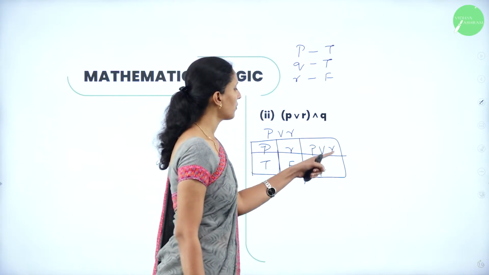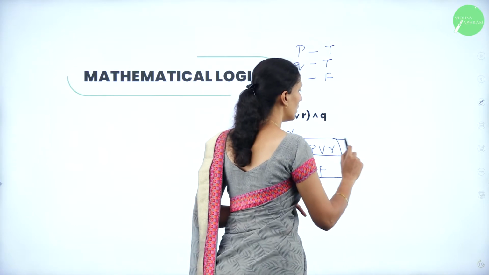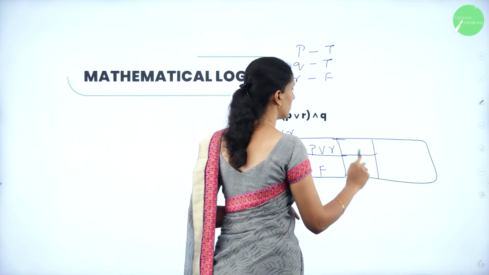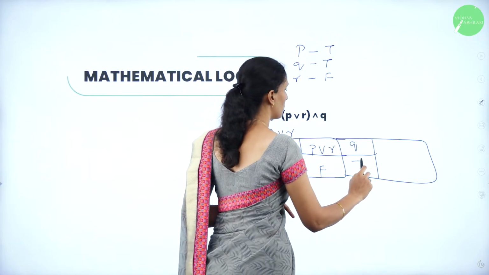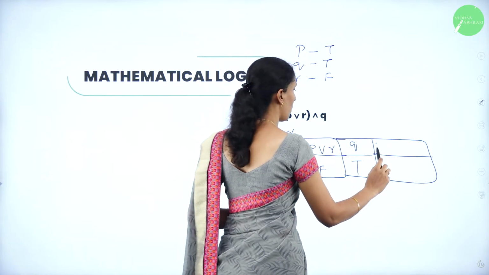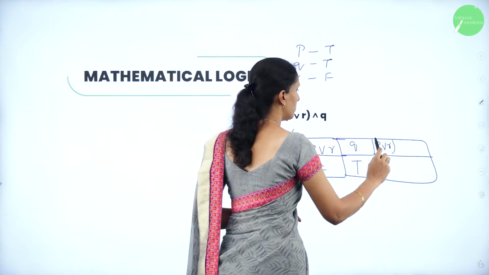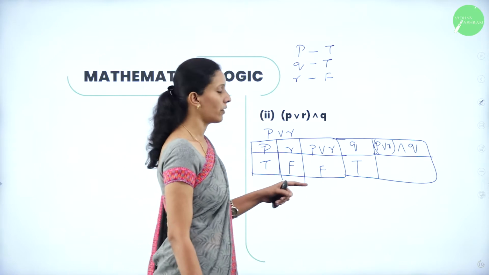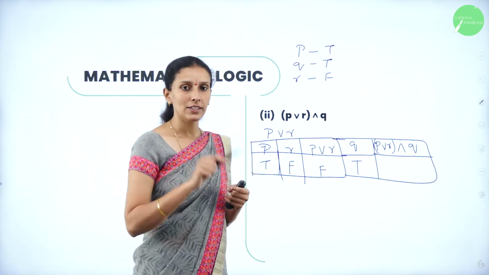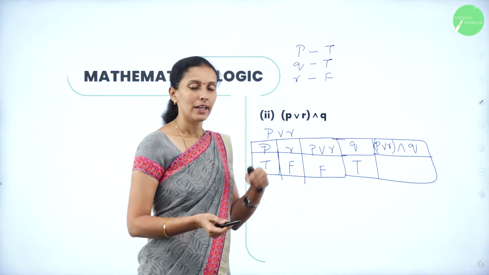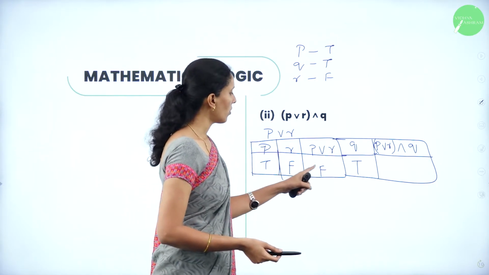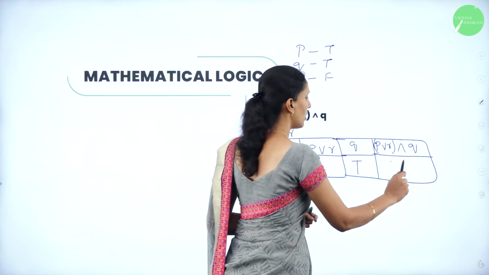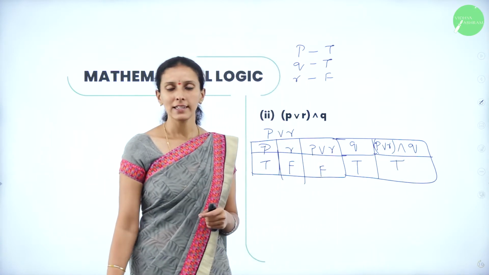So now we have to combine with the Q here. So we have Q as true. So what is the statement now? P and R or Q, which is a disjunction. What does the disjunction say? It is false when both are false. In all the other cases, it is true. So here both are not false. So therefore, it must be a true statement. So the answer for this is true.